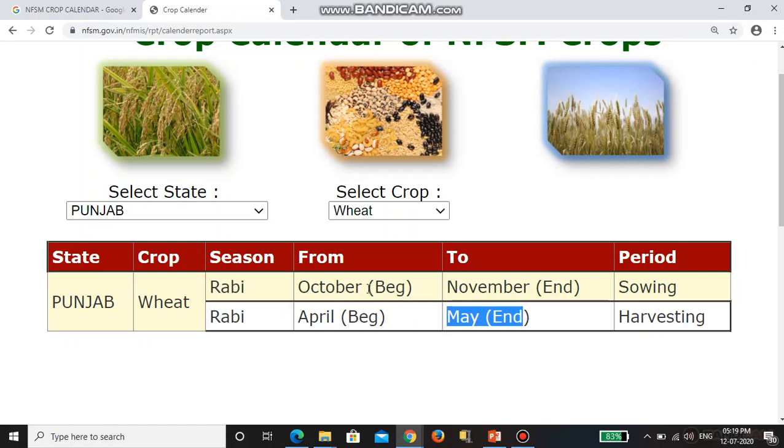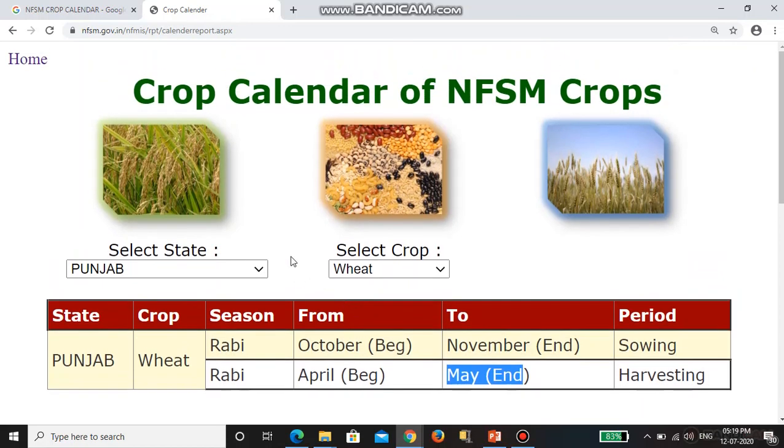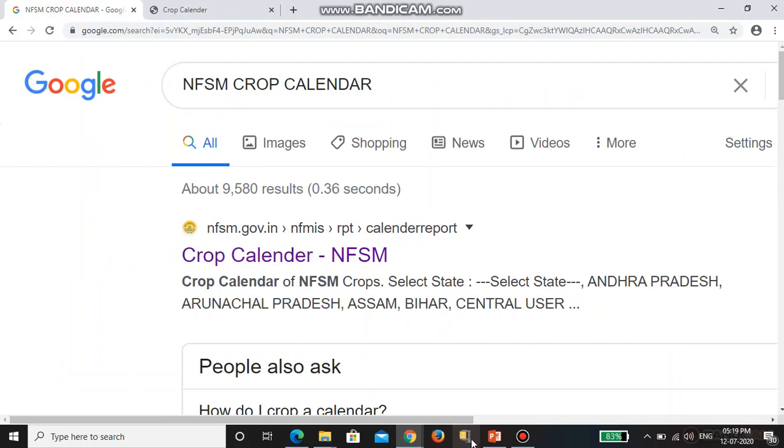So this is the crop calendar of all the major crops in India, given state wise. Here we can see the sowing time and harvesting period. So this is the crop calendar for the whole of India. And next we will see the FAO.